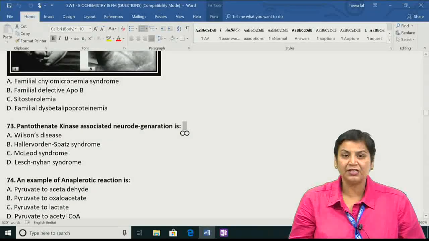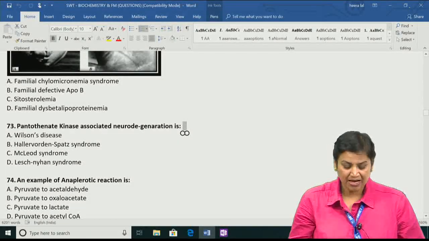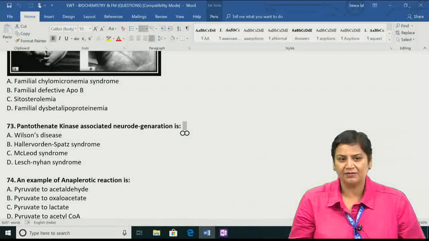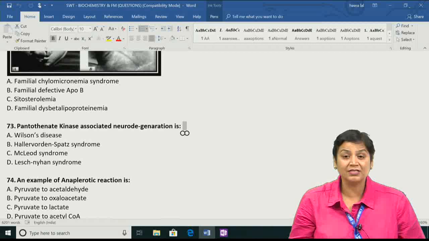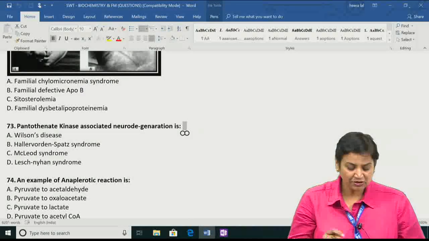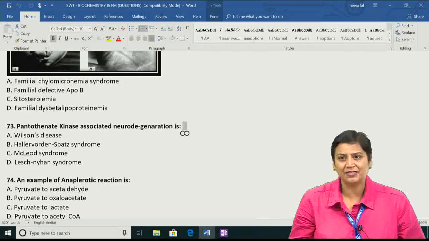Next, question number 73: pantothenate kinase associated neurodegeneration is. Now pantothenate kinase, pantothenic acid, vitamin B5, deficiency of this leads to Gopalan's burning feet syndrome, and it can also lead to PKAN, pantothenate kinase associated neurodegeneration. It is also known as Hallervorden-Spatz syndrome.